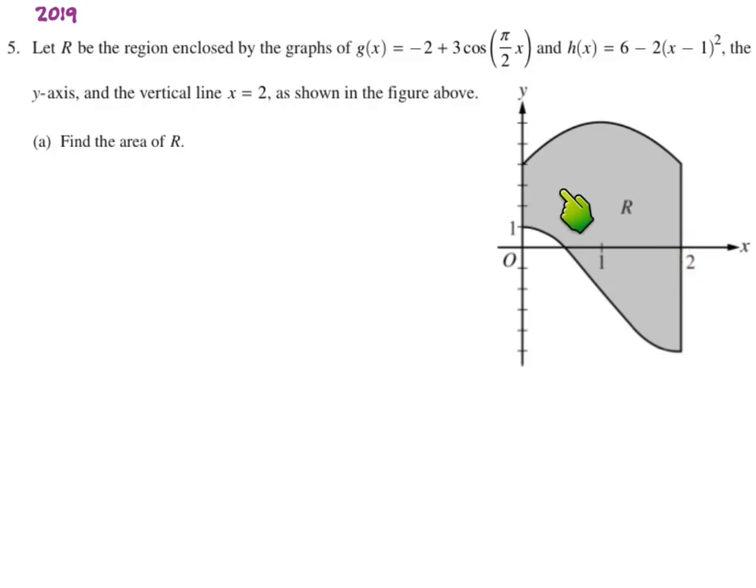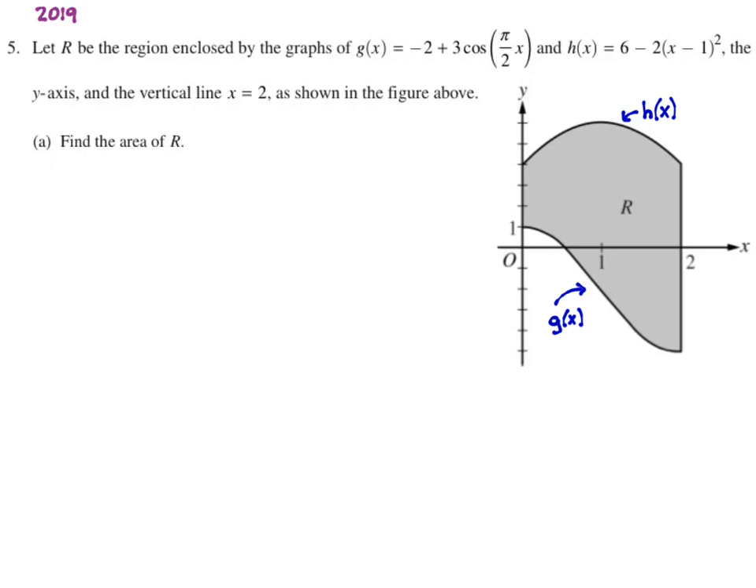Well, first thing we need to do is identify which function is which here. This is not a calculator problem, so we need to be able to recognize this ourselves. The first thing I notice is that h of x is a parabola and it opens down. So this has to be h of x, which implies that this is going to be g of x, and that makes sense because this is a cosine function and cosine is kind of curvy like that. So we would say the top thing is h of x and the bottom thing is g of x.